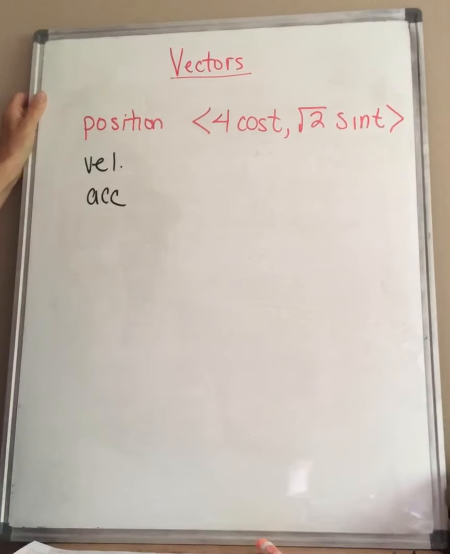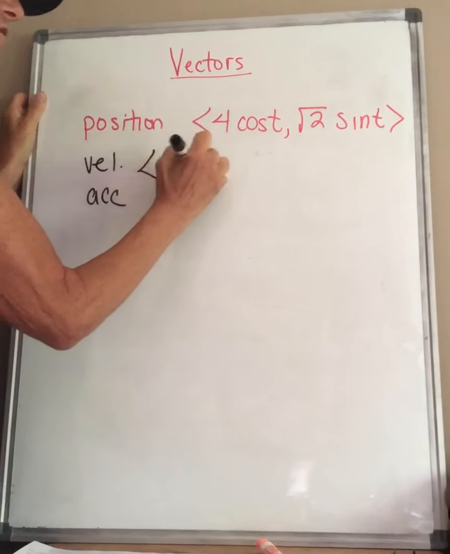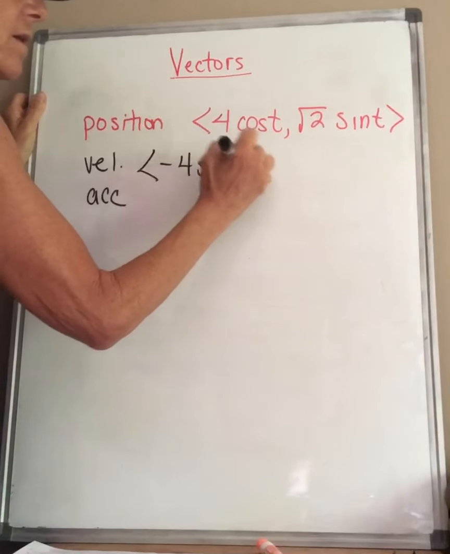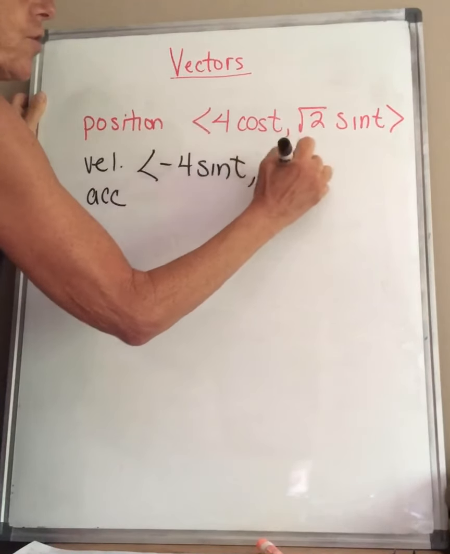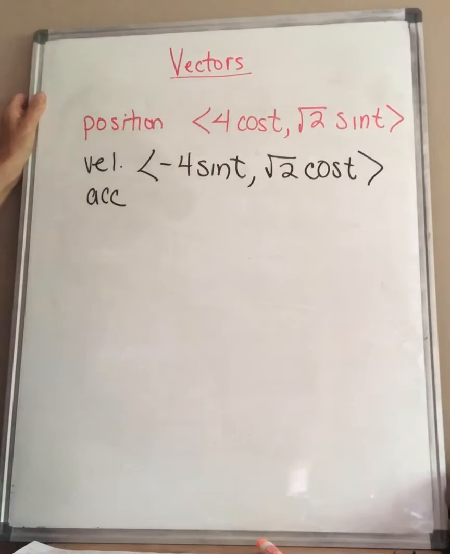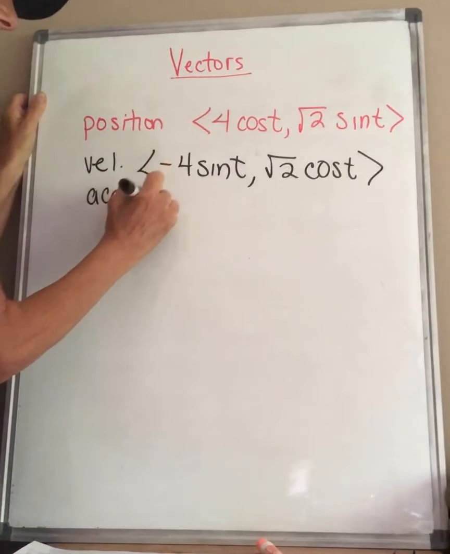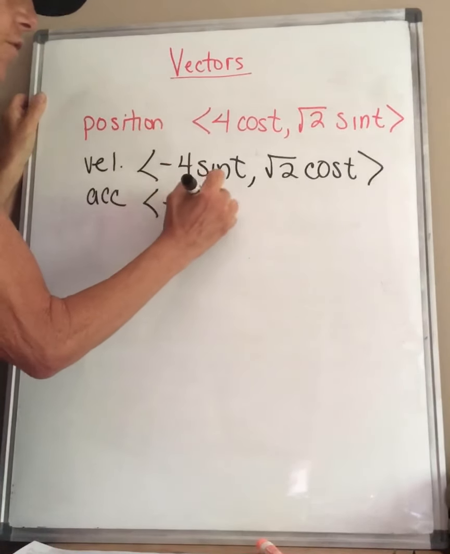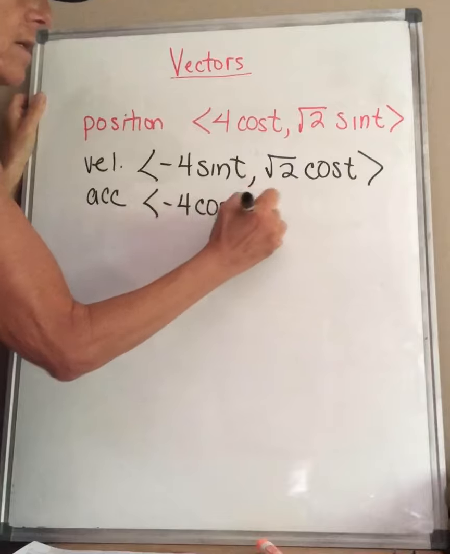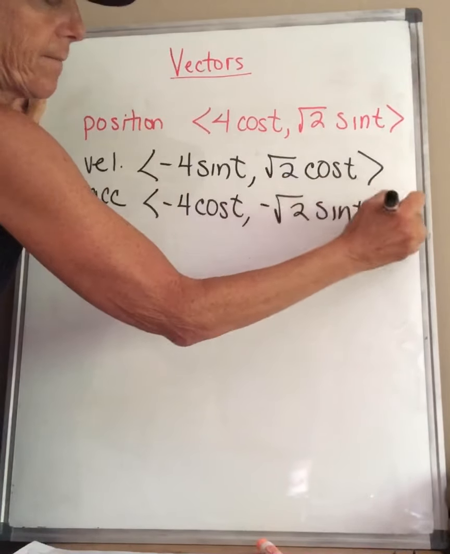So the velocity vector, we're just taking the derivative of that, and you'll get negative 4 sine of t, comma, radical 2 cos t. We're just taking derivatives, that's all we're doing. The acceleration vector is the derivative of your velocity vector. It's negative 4 cosine of t, negative radical 2 sine of t.